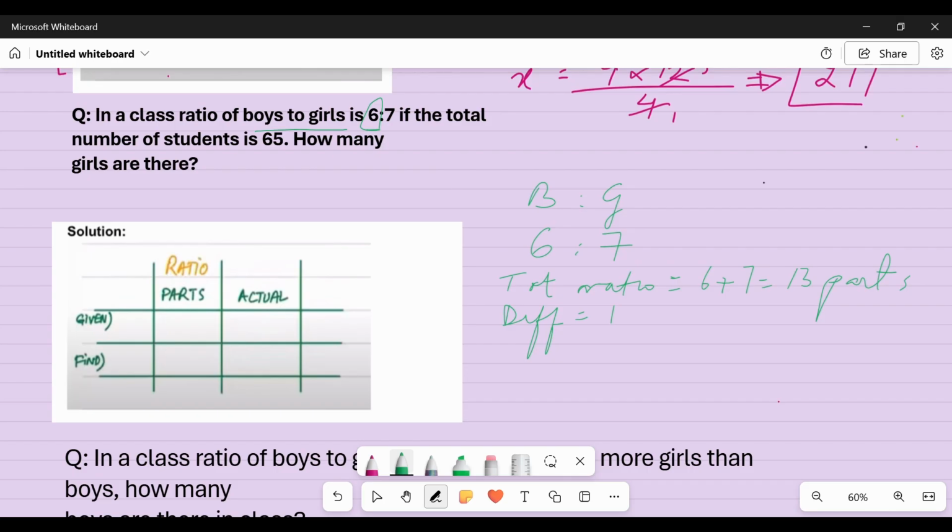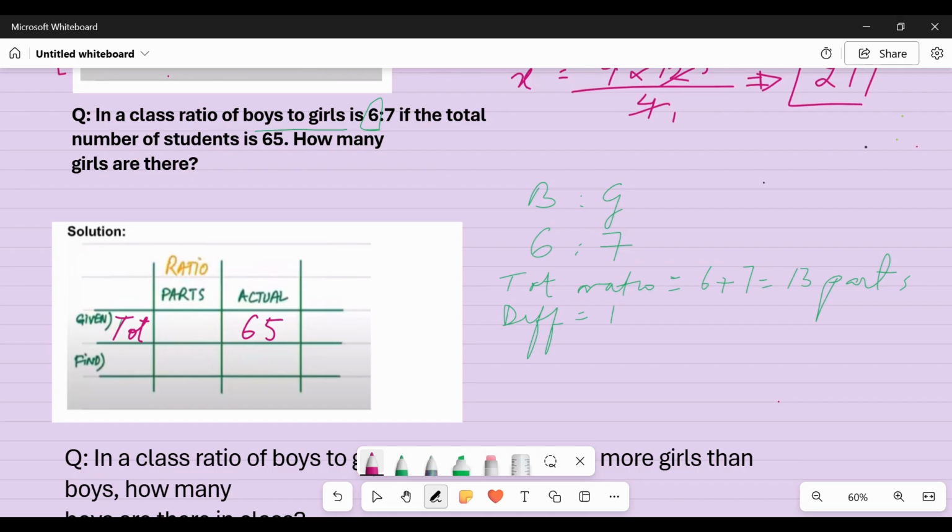The table is very important, and it is very helpful for you to solve the word problems, right? Now, what is given to you in this question? We have the total number of the students given to you. So we have total. So let me take another pen. Total, sorry. So, how many total students? 65. So, I am writing it in the actual column, okay? 65.